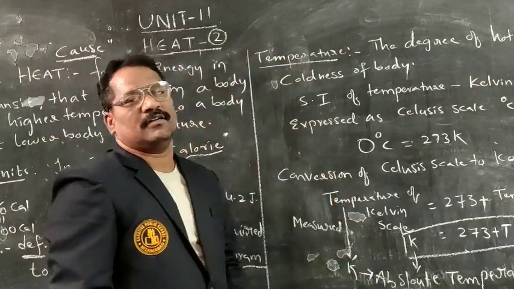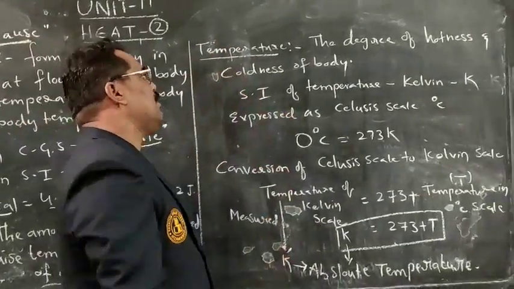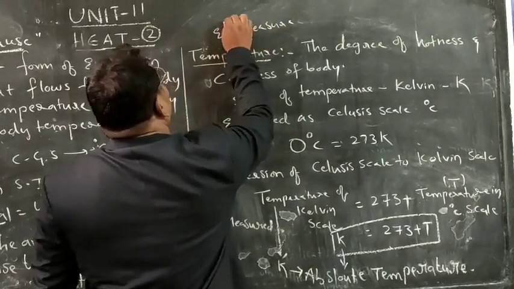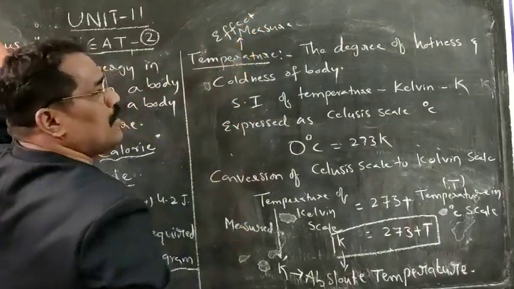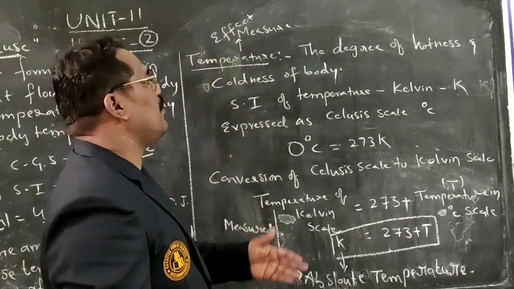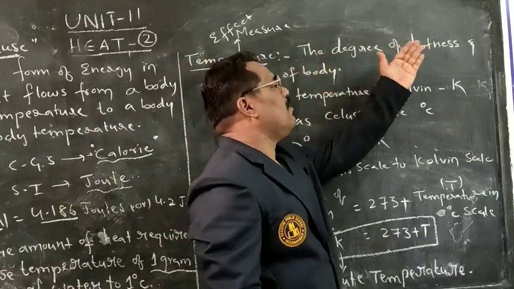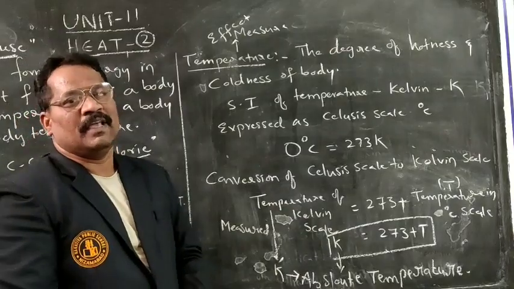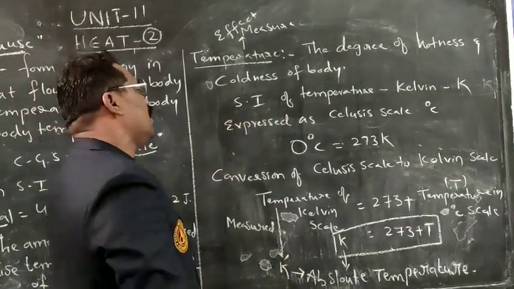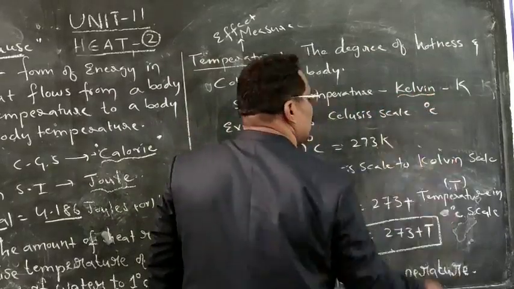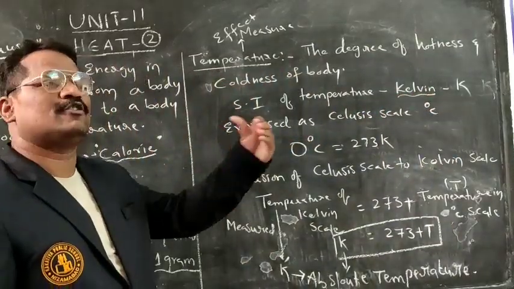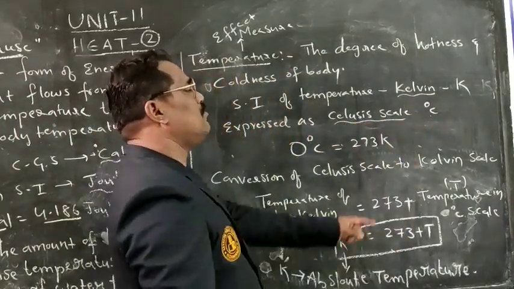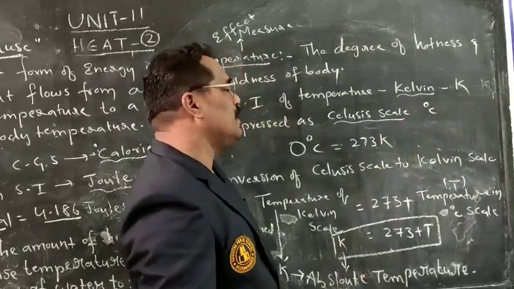Coming to temperature. What is called temperature? Temperature is a measure, or it is also called the effect of the cause. According to the definition, the degree of hotness and coldness of a body is called temperature. This temperature can be measured in the SI unit Kelvin. Not only that, it can also be expressed in another unit, the Celsius scale, which is denoted by degree C, centigrade.